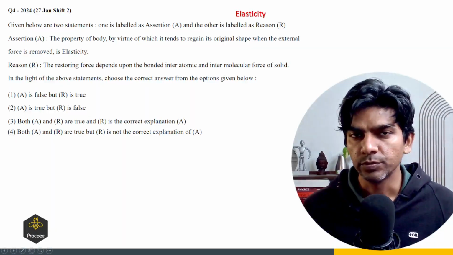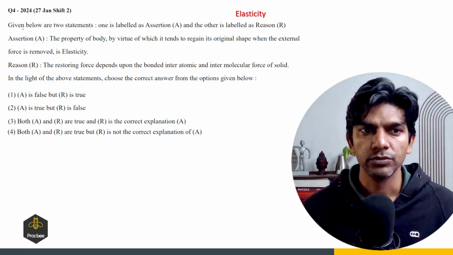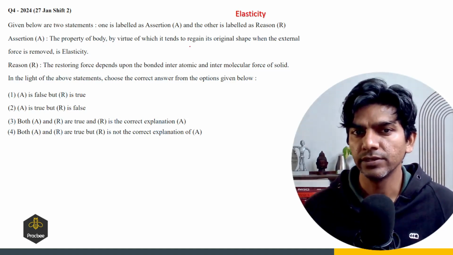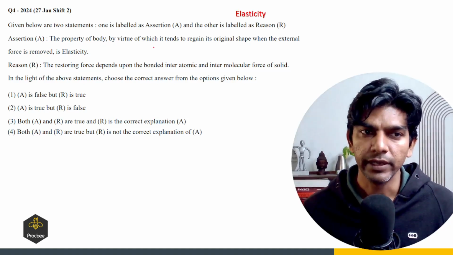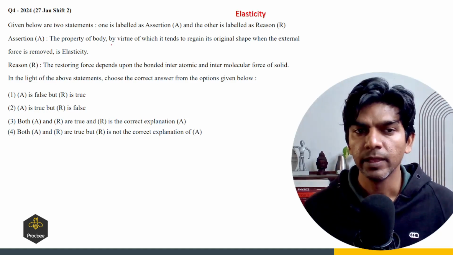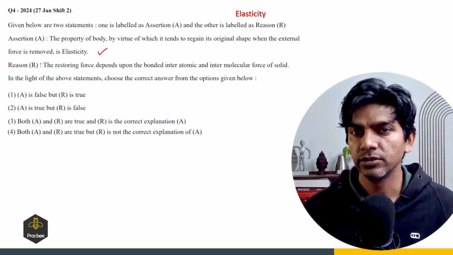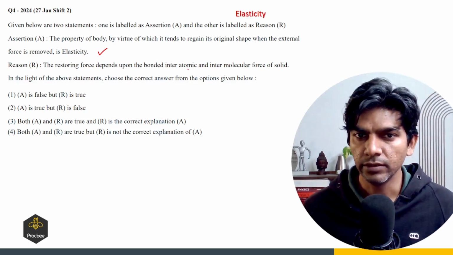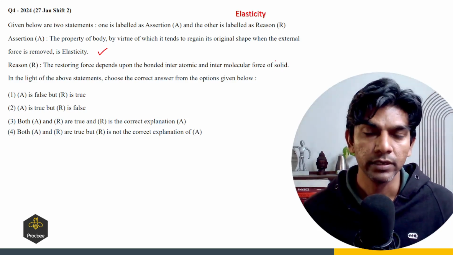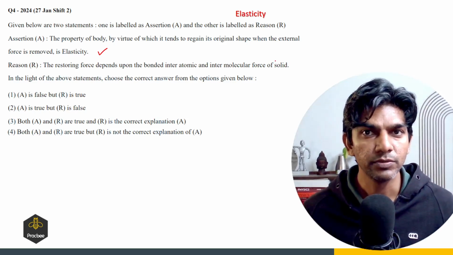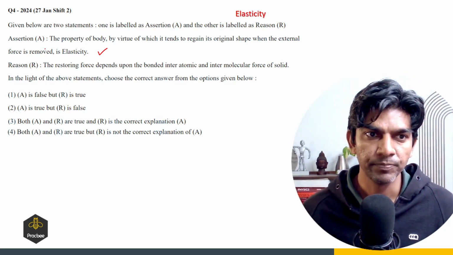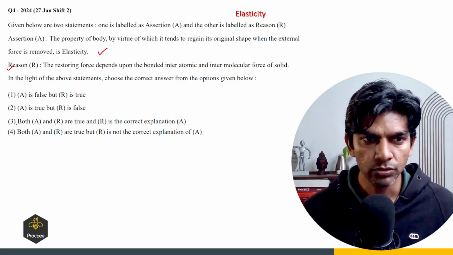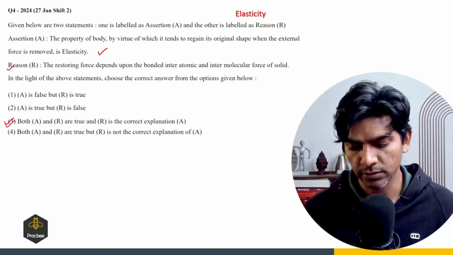Now let us see the first problem type, which is based on elasticity. So we have given assertion as the property of body by virtue of which it tends to regain its original shape when the external force is removed is elasticity. So that is the definition of elasticity, so the assertion is correct. Now the reason is the restoring force depends upon the bonded interatomic and intermolecular force of solid. So the restoring force arises because of the interaction between the atoms and the molecules. So the reason is also correct and it is the right justification for the assertion. So option 3 is the right answer.